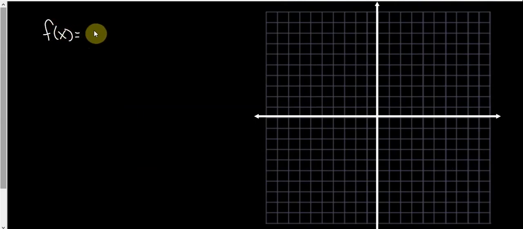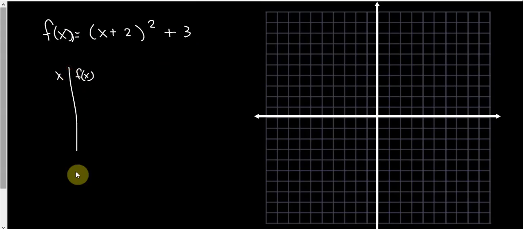So let's give you one like this. y equals (x plus 2) squared plus 3. Okay. So once again, I'm going to want to make a table to do this. Input, output, or XY table. I'm going to need the vertex.